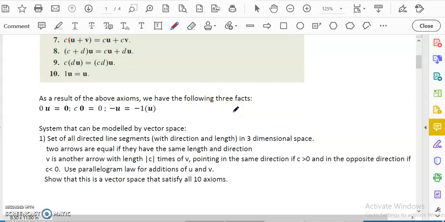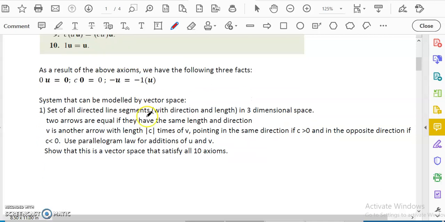So as a result of these axioms, we have three facts also. That is, zero is actually a scalar, right? If you multiply zero by u, you get a zero vector, so you can also generate a zero vector that way. And also C times a zero vector is a zero vector. The negative of a vector is negative 1 times the vector.